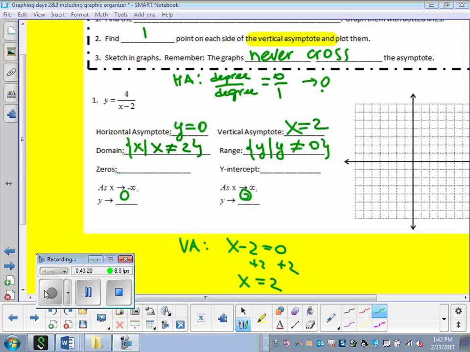Now zeros and y-intercept. Well, y-intercept is always super easy, right? Because all I need to do is use x equals 0, plug it into the formula. So y-intercept, 4 divided by 0 minus 2 equals what? Negative 2. So negative 2 is my y-intercept.